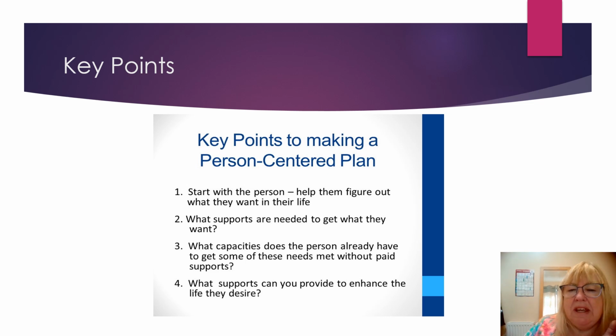Key points to make in a person-centered plan. This is really just a summary of what we've been discussing. Start with the person. Find out what they want, what support they need, what capacity do they already have, who already helps meet some of these needs. Will there be somebody at home if they're going home to it who can help? And what support can you provide?